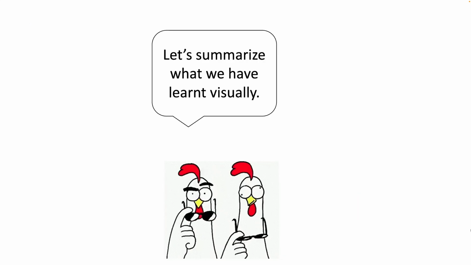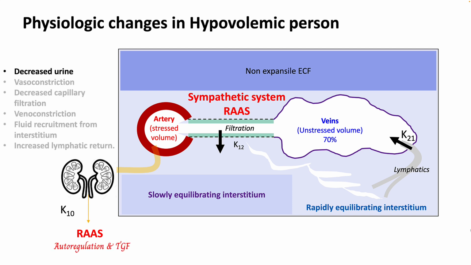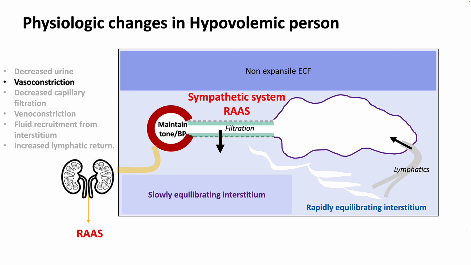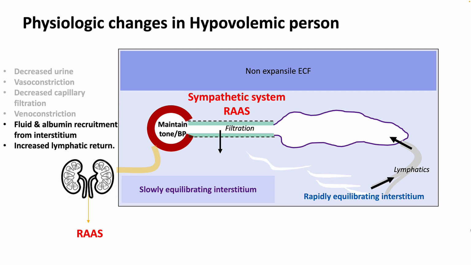So let's summarize what we have learned visually. When you develop hypovolemia, the first change that happens is activation of the sympathetic nervous system and the renin-angiotensin-aldosterone system. And this activation, along with autoregulation and tubuloglomerular feedback, decreases urine production. These also cause vasoconstriction so as to maintain tone and the perfusion pressures. And this results in decreased net capillary filtration. Activation of the system also results in venoconstriction, therefore recruiting fluid from your unstressed to a stressed compartment. There's also recruitment of fluid and albumin from the interstitium via increased lymphatic return.